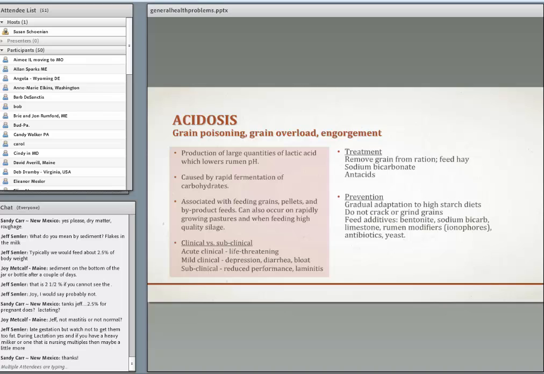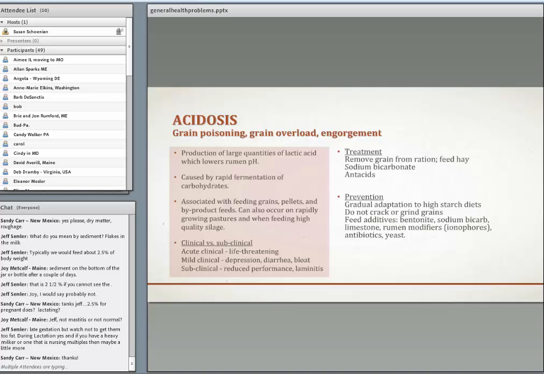Acidosis is when we get large quantities of lactic acid in the rumen, which lowers rumen pH, and it's caused by a rapid fermentation of carbohydrates, primarily feeding grain, pellets, and byproduct feeds, but it can also occur with really fast-growing vegetative pastures and high-quality silage.